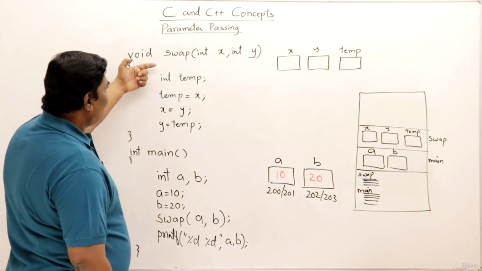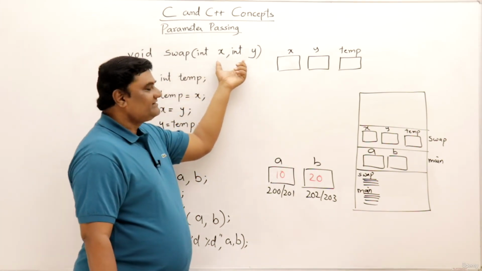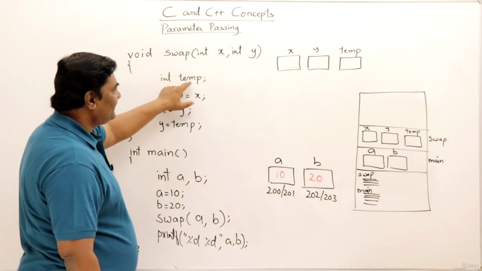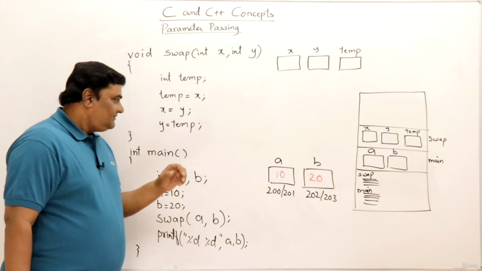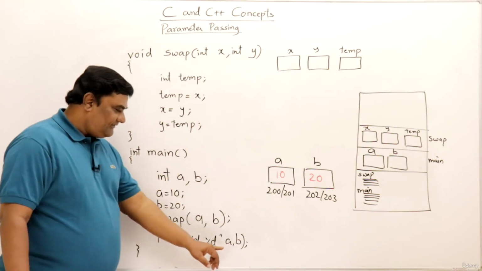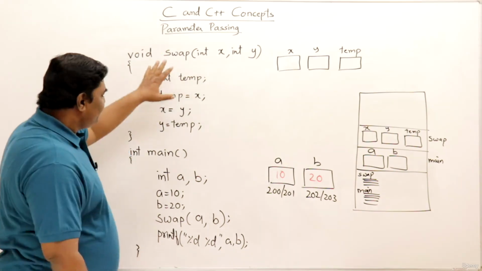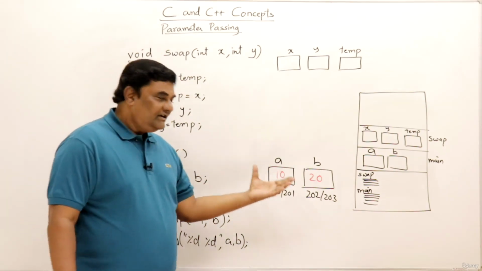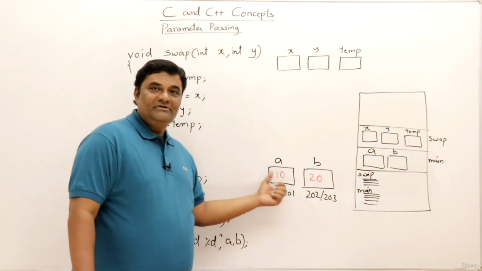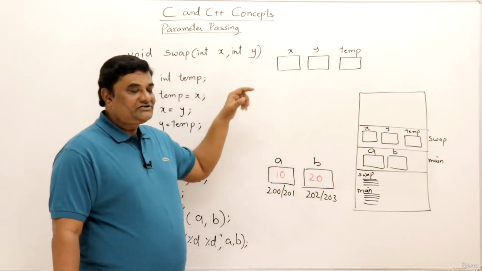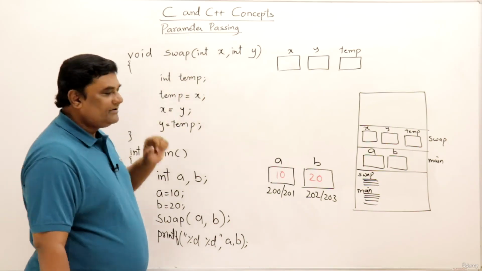This swap function is taking two parameters x and y, and it is swapping the numbers x and y with the help of a temporary variable. And then when the control comes back to the main function, it will print the values of a and b. So this is the code, main function and swap function. In the diagram, I am showing the variables of main function, a and b, and these are the variables of swap function, that is x, y, and temp.